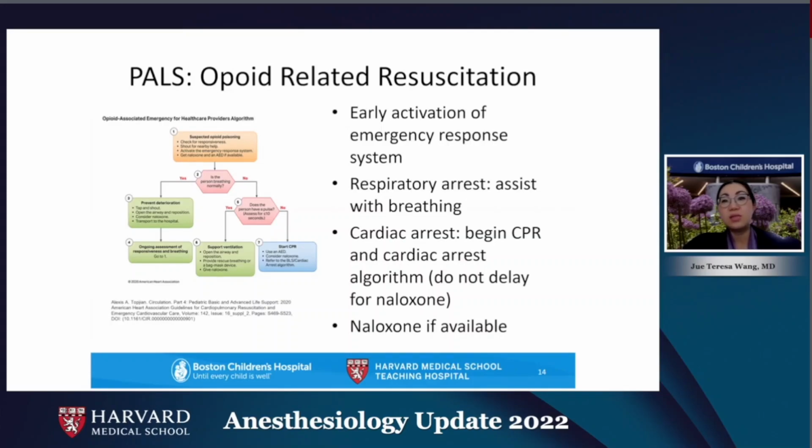The reason for this is because the cause of the arrest can be multifactorial and may not be solely related to opioid overdose. As such, during the resuscitation attempt, we do not want to miss any other reasons for the cardiac arrest.